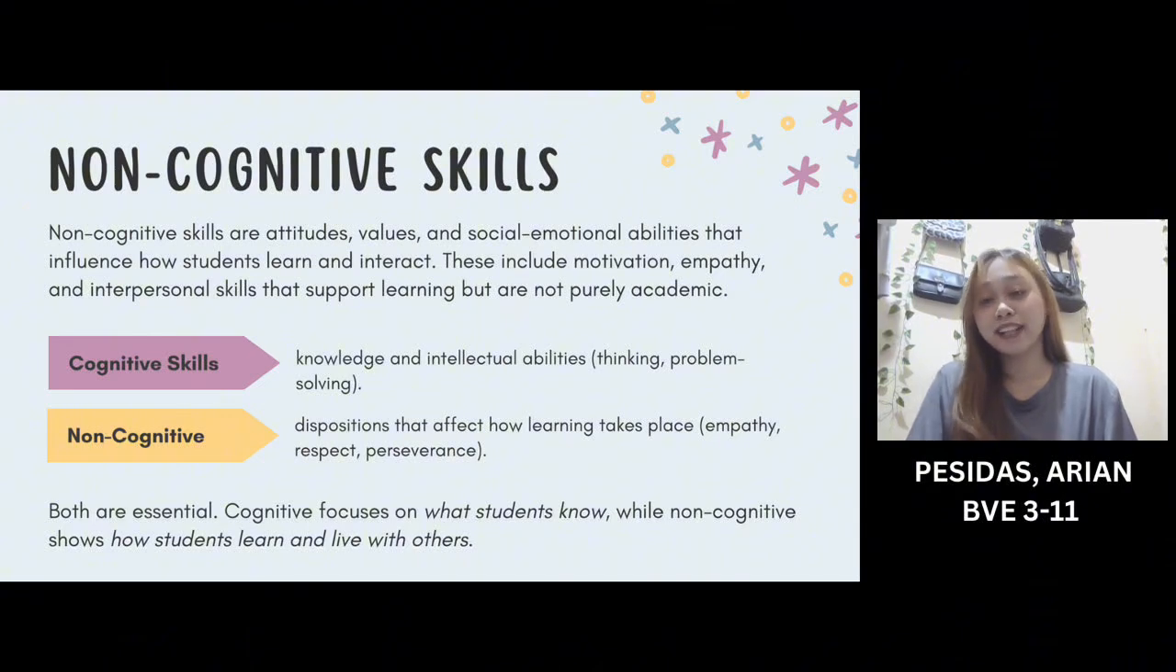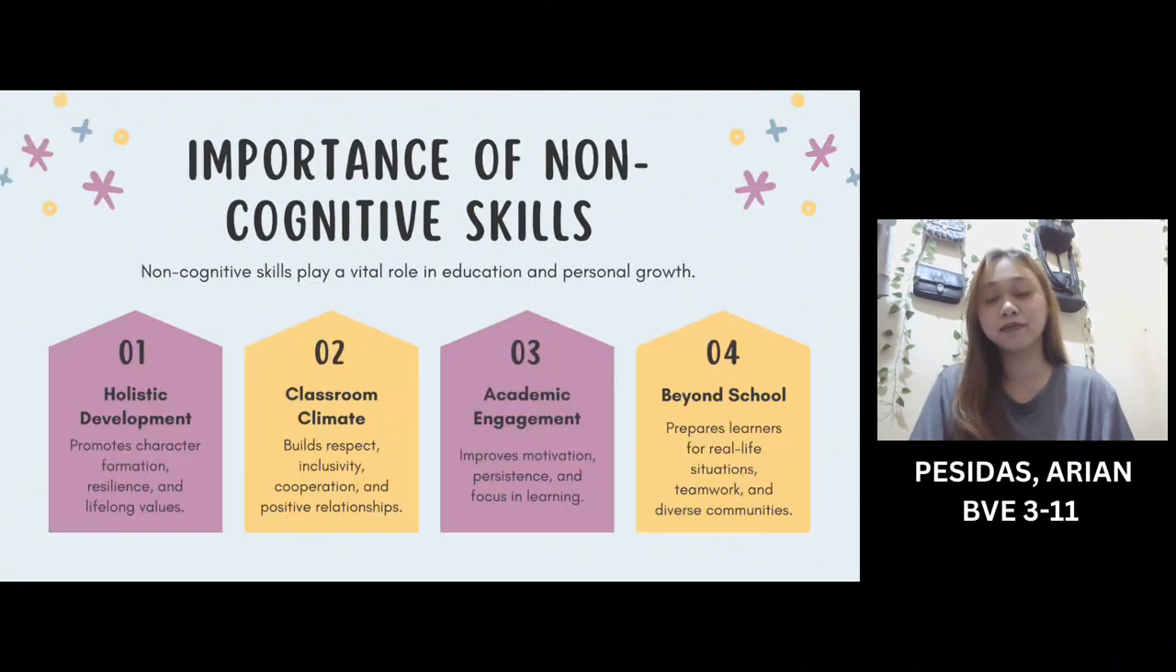Cognitive skills are about knowledge and thinking, like solving a math problem or analyzing a story. Non-cognitive skills, on the other hand, are more about behavior and dispositions. Both are important, but non-cognitive skills guide how learning actually happens, especially in relationships and in building values.